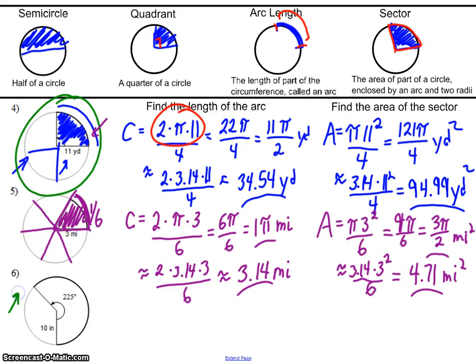Now, this third one's a little tricky because we're not sure what fraction of the circle 225 degrees is. Well, when all else fails, we can always remember that there are 360 degrees in a full circle. So really this is 225 degrees out of 360 total degrees. Now let me show you how we can handle that to find the length of the arc. We start with the full circumference, 2 times pi times the radius, which is 10. But instead of dividing by anything, we're going to multiply it by the fraction, 225 out of 360.